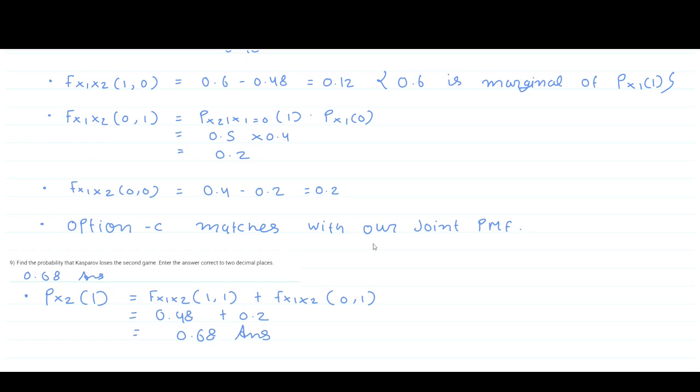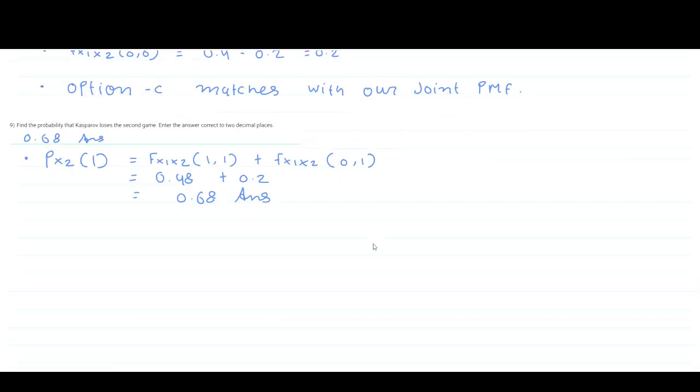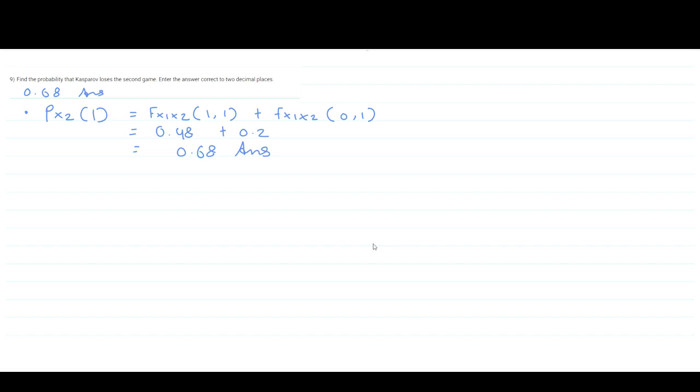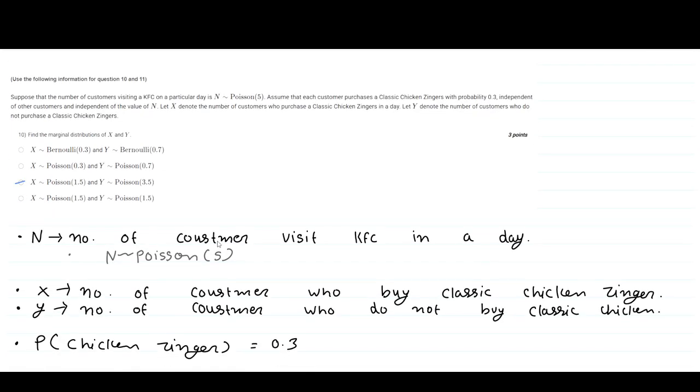Let us move to question number 9, which says find the probability that Kasparov loses the second game. This means we have to find the probability of X2 equal to 1, which is the marginal of X2 equal to 1. It is 0.48 plus 0.2, which is basically 0.68. Hence, the answer to question number 9 is 0.68. Let us move to the next questions.